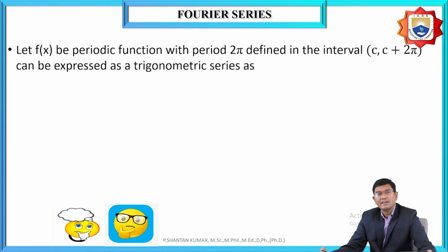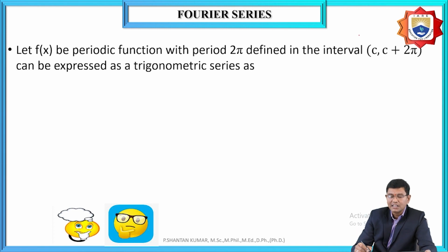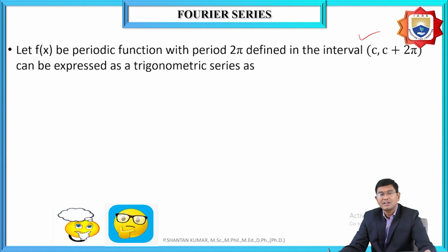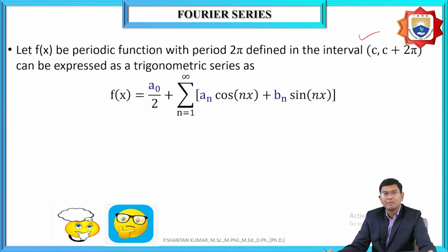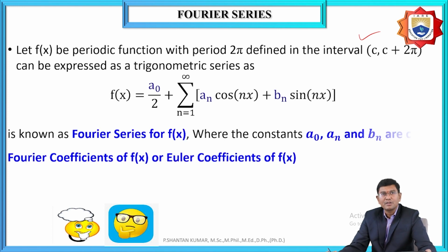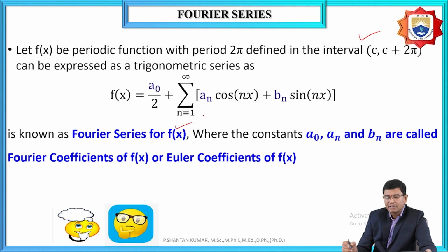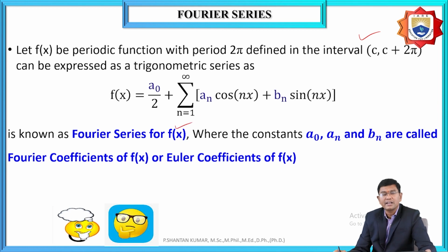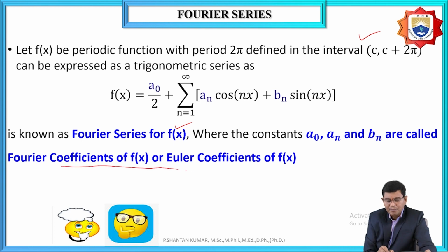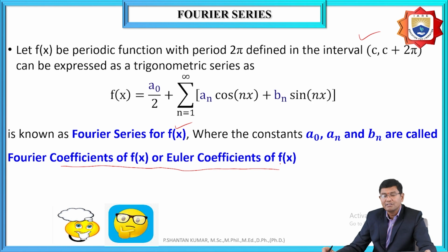Again, let f of x be a periodic function with period 2 pi defined in the interval c, c plus 2 pi. It can be expressed as a trigonometric series: f of x is equal to a naught by 2 plus the sum from n equals 1 to infinity of a n cos nx plus b n sin nx. This is known as a Fourier series, and a naught, a n, b n are called the Fourier coefficients of f of x, or sometimes the Euler coefficients of f of x.